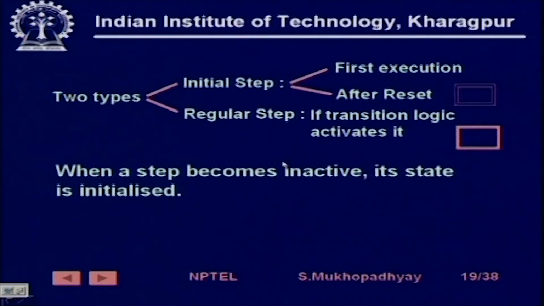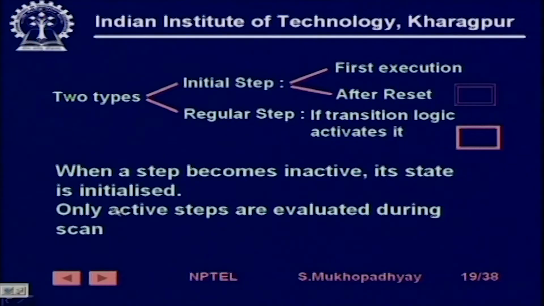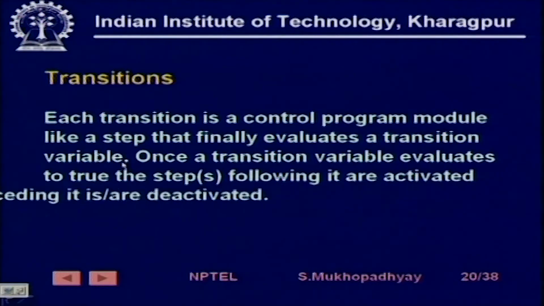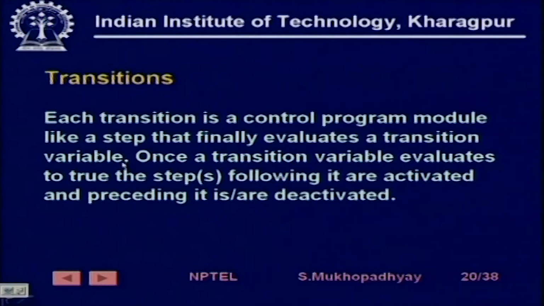So, when a step becomes inactive, its state is initialized, and only active steps are evaluated during the scan, that saves time. Now, we have transitions. In SFCs, each transition is also a control program module which evaluates, based on available signals, operator inputs, etc., which transition conditions are getting enabled. So, once a transition variable evaluates true, then the steps following it are activated.